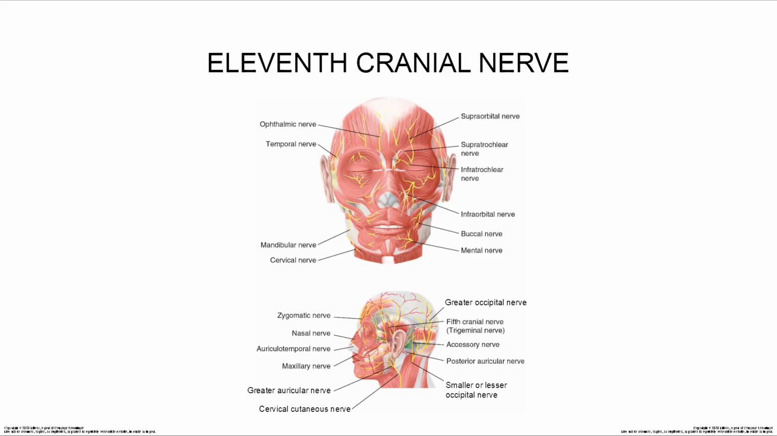The greater occipital nerve is located at the back of the head, just like the occipital bone, and affects the scalp as far up as the top of the head. And then the smaller occipital nerve, also known as the lesser occipital nerve, is located at the base of the skull and affects the scalp muscles behind the ear.